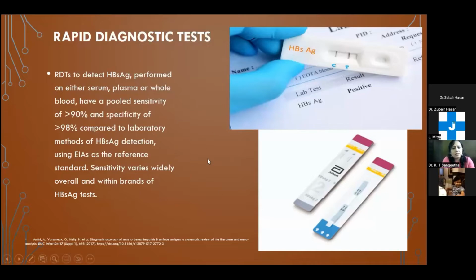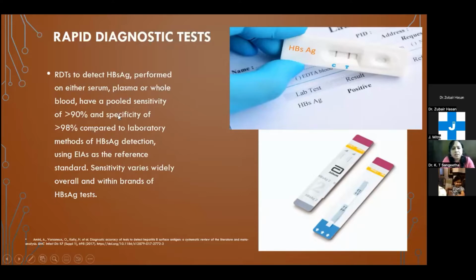Now, coming to the diagnosis using serological markers, we have various platforms available. First, I'll be discussing the rapid diagnostic test. When we look into the rapid diagnostic tests, we have the various Hepacards available, which are based on immunochromatography method or lateral flow assays. The rapid diagnostic tests can detect HBsAg, that is the surface antigen. That can be performed on serum, plasma, or whole blood.